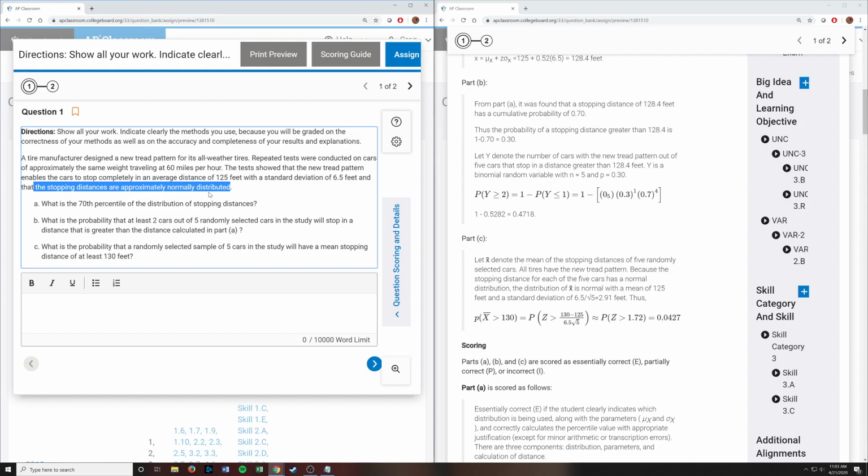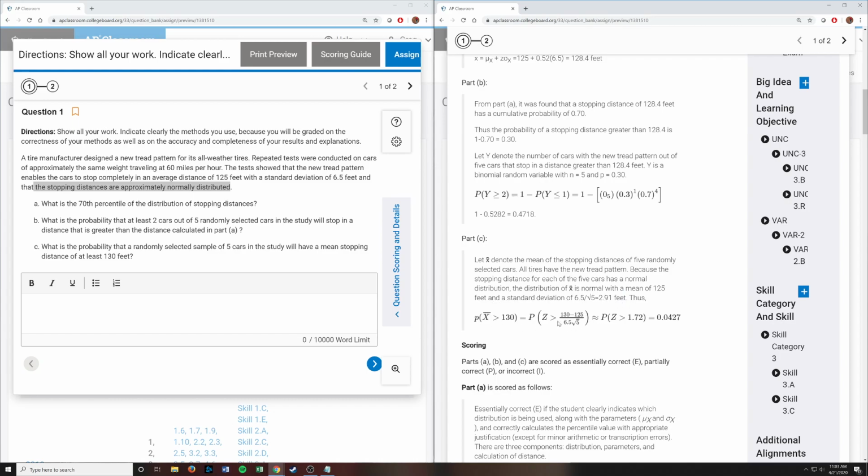But since they gave you that already, you can go ahead and say the sampling distribution is normal, with a mean of 125. And remember, when you're talking about a sample of cars, you have to divide the standard deviation by the square root of n. The standard deviation for a single car is 6.5, but the standard deviation for stopping distance of a sample of 5 cars is going to be smaller than that. Divide by the square root of 5, that's 2.91.